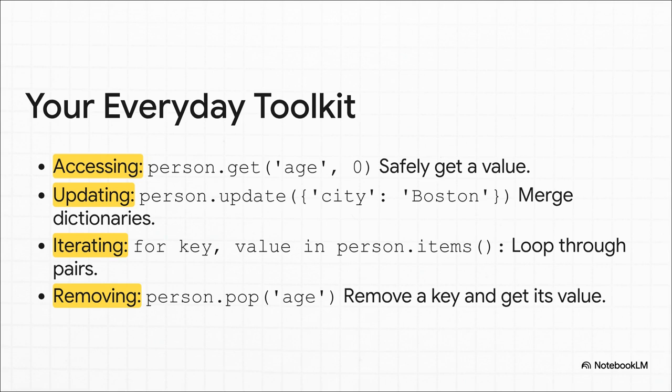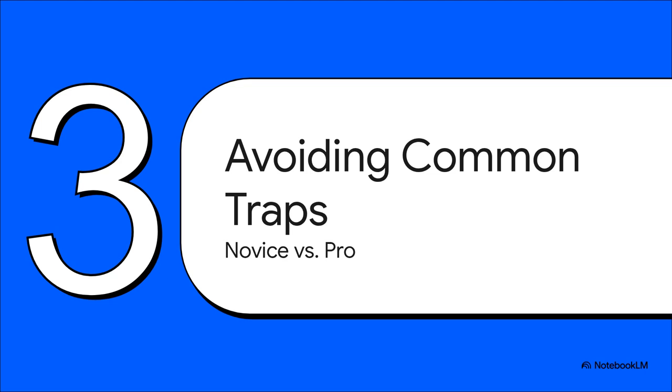Need to merge 2 dictionaries? .update handles that for you, nice and clean. And when you need to loop through everything, .items is fantastic because it gives you both the key and the value together. Finally, .pop is perfect for when you want to remove an item and get its value back at the same time.